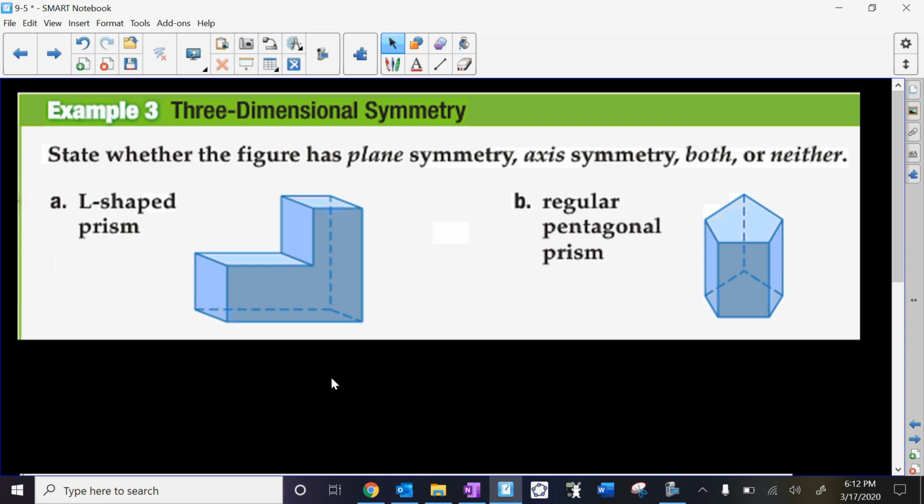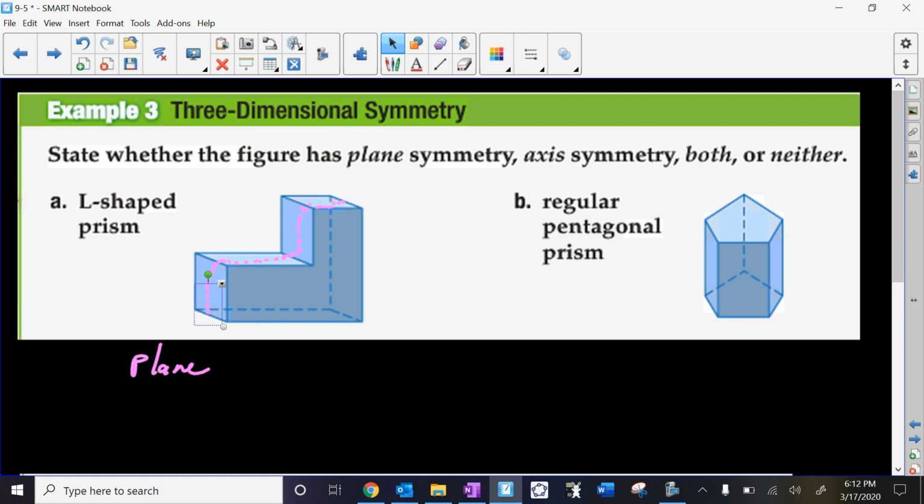Looking at a few examples, letter A in here, we would say that this one has plane symmetry because I can cut straight up from the top. And if I cut directly along that line, right through the top of it, then I would cut it into two equal halves. And I can't spin it because it will never look like that again.